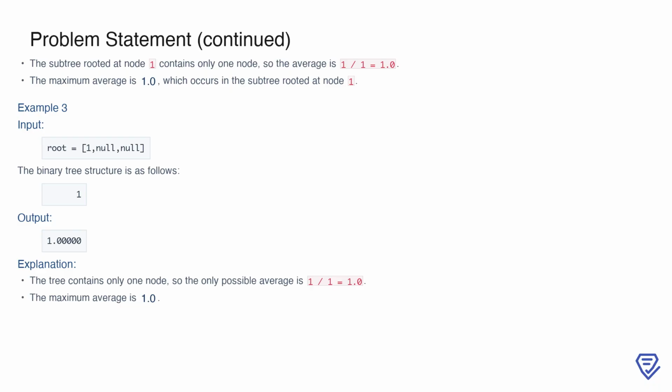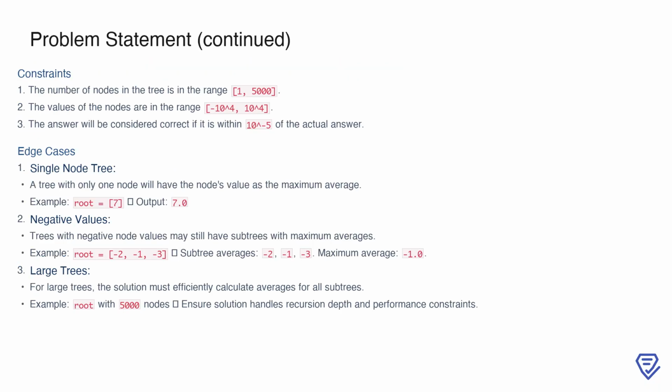Finally, consider a simpler example where the binary tree has only one node, such as root equals 1. The tree structure consists of a single node with a value of 1. Here, the only subtree is the entire tree itself, and the average is 1 divided by 1, which equals 1.0. Thus, the maximum average is 1.0. Let's now discuss the constraints and edge cases.